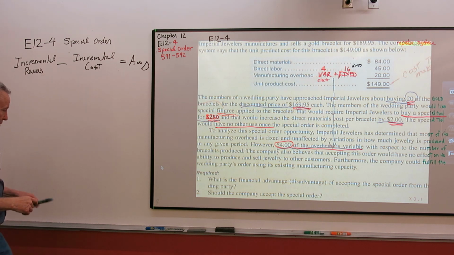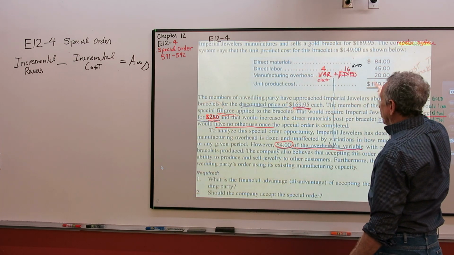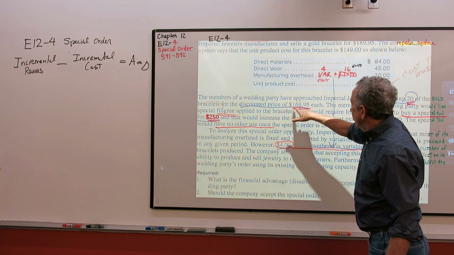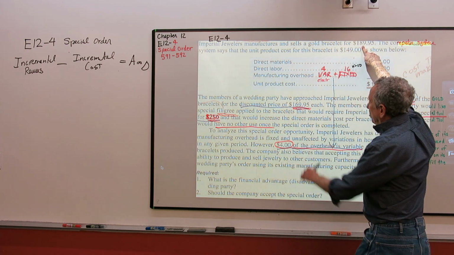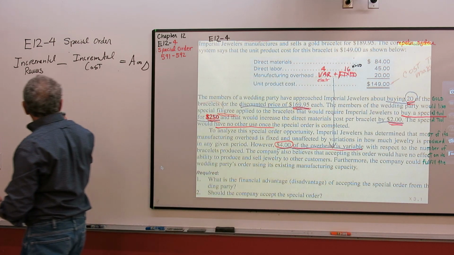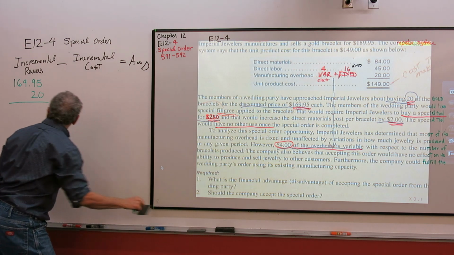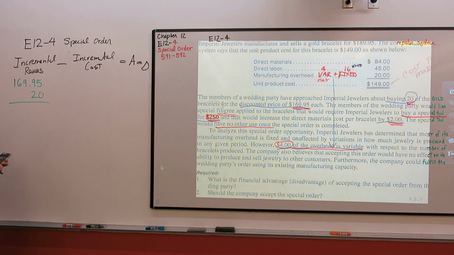Well, let's look again. That's not too bad. What's the incremental revenue? What are we going to charge these guys? We're going to give them $169.95. That's not much of a discount. $169.95 times 20. I don't know what that is. There's your incremental revenue, $3,399. All right, and that's a relevant number.